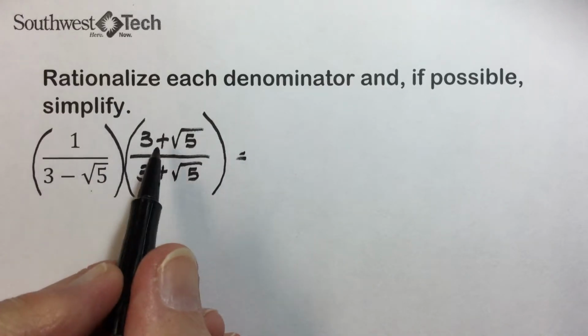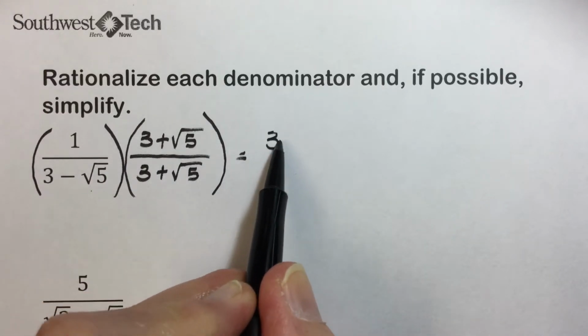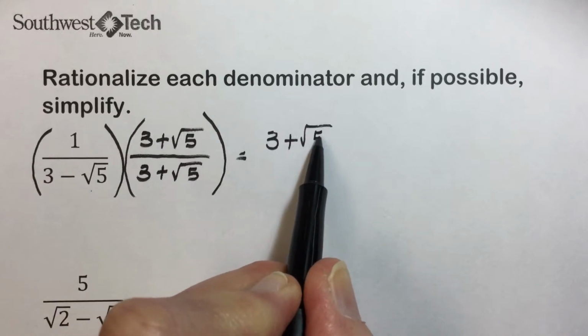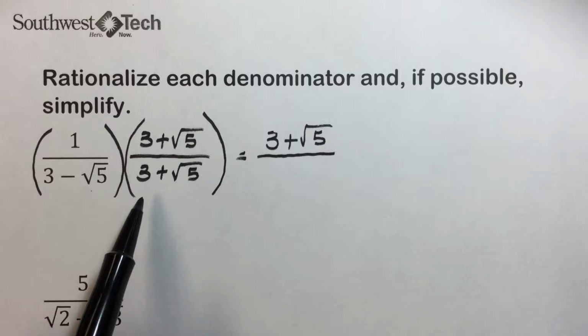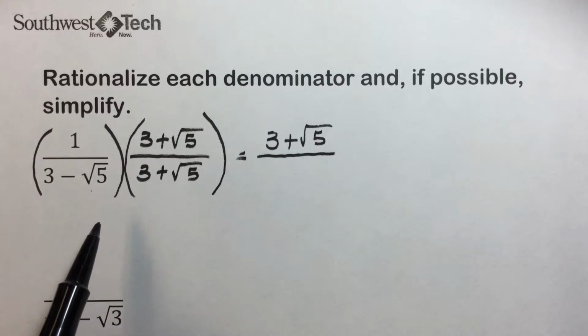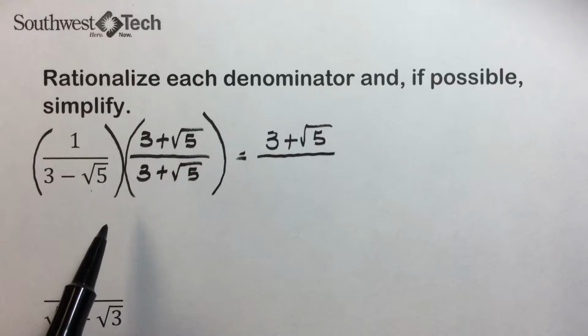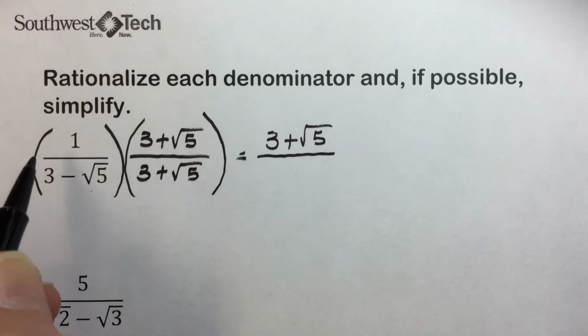Multiplying then, 1 times the numerator is that quantity, and in the denominator, we have conjugates multiplied together. We can use the FOIL method, but this follows the pattern of difference of squares, where we see that the middle term cancels out, and I'll talk through that right now.